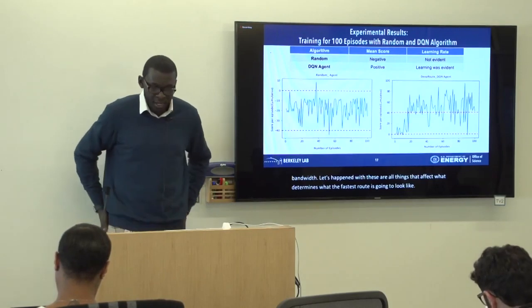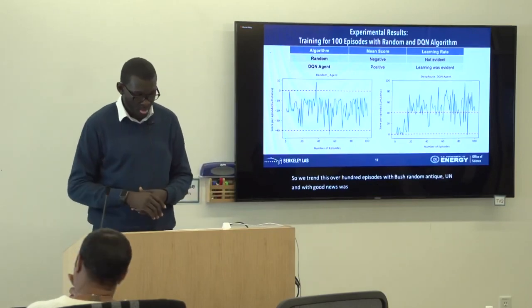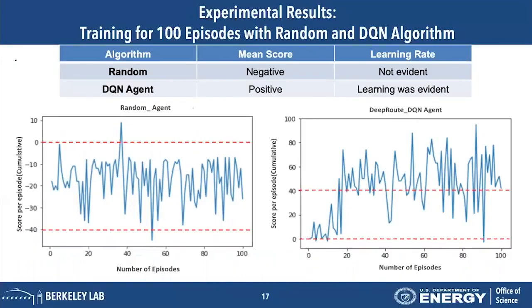We trained this over 100 episodes with both random and DQN, and the good news was that when we trained with random, learning was not evident, because the mean score was negative. And remember, in any reinforcement learning, you need to get a good reward. So we trained it using DeepQN, just over 100 episodes, and we got this result, where there was an upward trend in the cumulative scores it gets, which shows that the mean score was also positive. So remember what I told you: when you take a good step in the right direction, you get a good quality of reward.